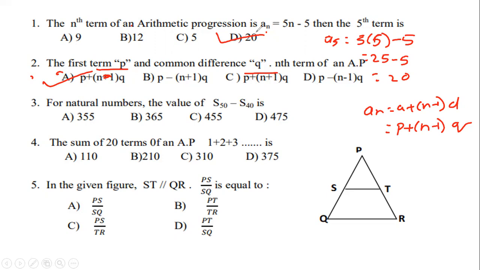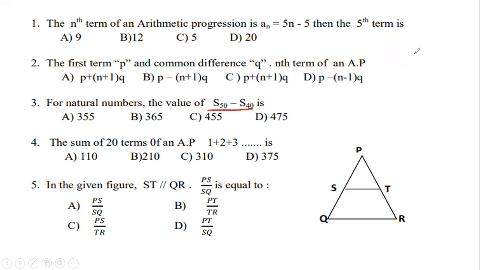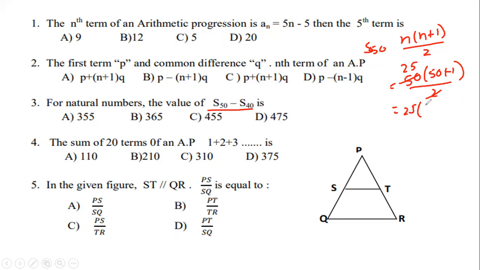Next, for natural numbers, the value of S50 minus S40 is dash. This one is a different type of question. For natural numbers we have the formula n into n plus 1 by 2. First find S50: 50 into 50 plus 1 divided by 2. 25 into 51 is 1275. This is S50.